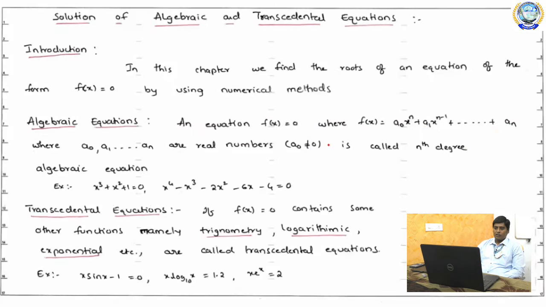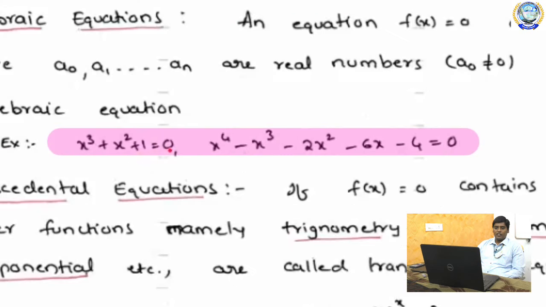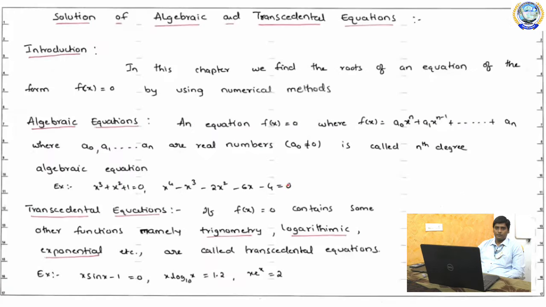If a0 is not equal to 0, then this polynomial equation is called an nth degree algebraic equation. For example, x^3 + x^2 + 1 = 0 is an algebraic equation of degree 3. In a similar manner, x^4 - x^3 - 2x^2 - 6x - 4 = 0 is also an algebraic equation, of degree 4.